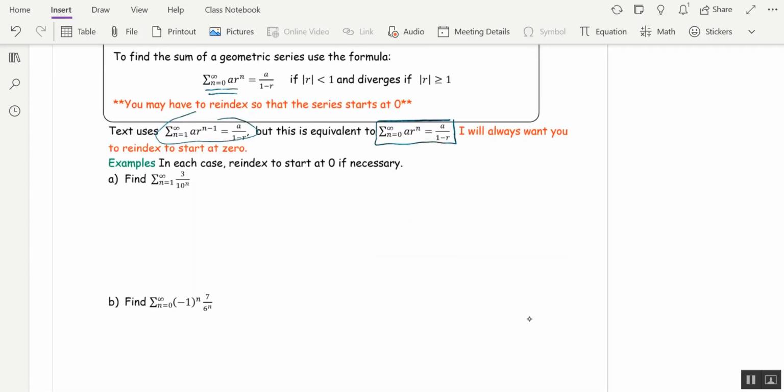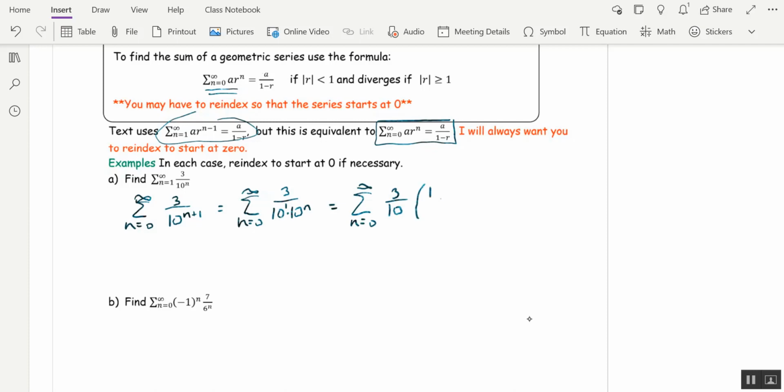Okay, so first one, we need to reindex. N equals 0 to infinity, 3 over 10 to the n plus 1. I had to subtract 1 here, so in the formula I add 1. Now I need to make that look like a constant times something to the n. So n equals 0 to infinity of 3 over, I'm going to write 10 to the n plus 1 is 10 times 10 to the n. That's certainly true because 10 is 10 to the 1. Then I'm going to pull off the stuff that's not being raised to the nth power. That's 3/10. All right, and what's left is 1 over 10 to the n, which I'm going to write as 1/10 to the n. So now I'm good to go.